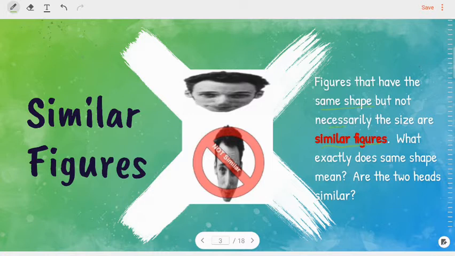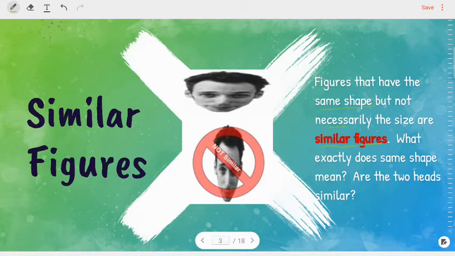So think to yourself, like if I had a replica of a Navy ship, the Navy ship and that replica would be similar figures because they are the same shape but not necessarily the same size. So are these two heads similar? No, because even though they are showing a picture of the same thing, one face is scrunched and one shape is stretched out.